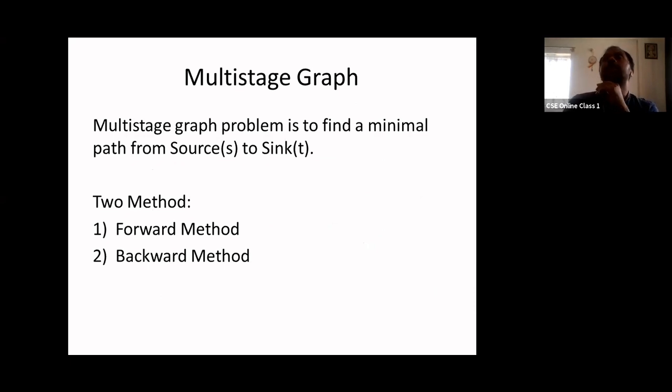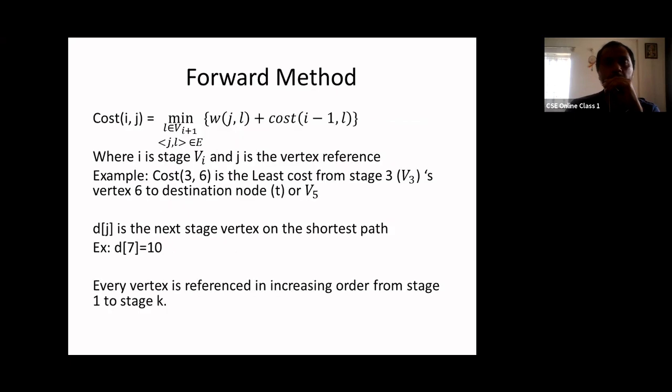To solve this, we have two techniques which are followed in dynamic programming. One is called the forward method, which is most probably the one considered, and the other one is the backward method. Now, in our discussion today, we are focusing on the forward method, and this is comparatively very simple. Now, what does this forward method say?